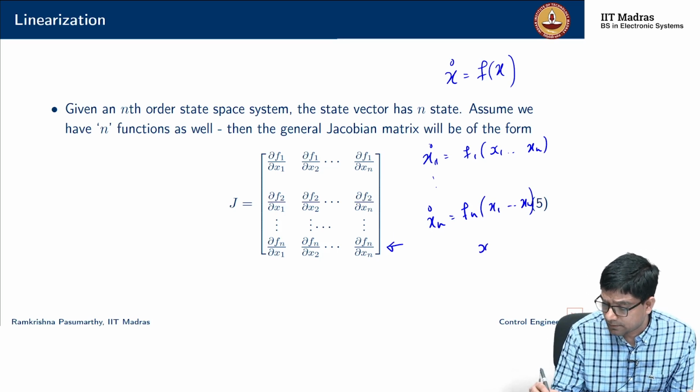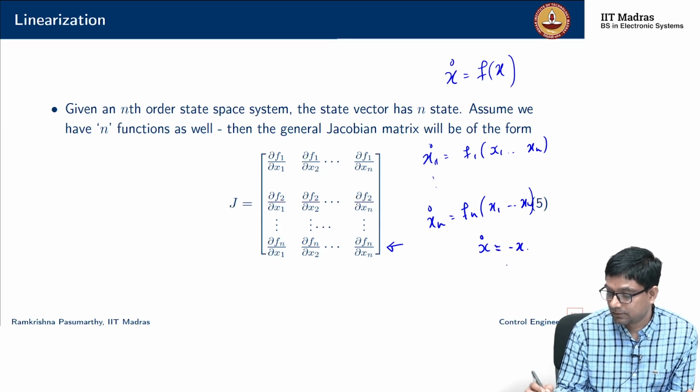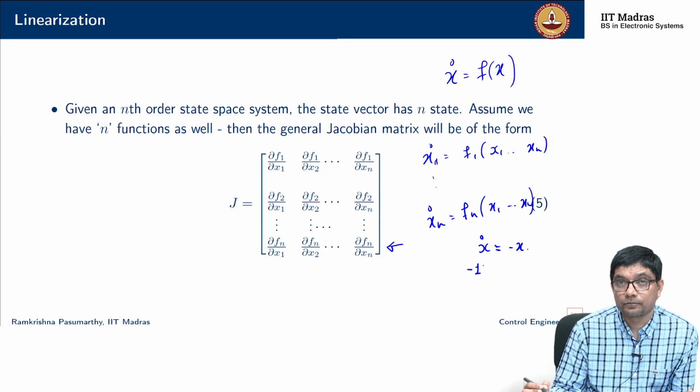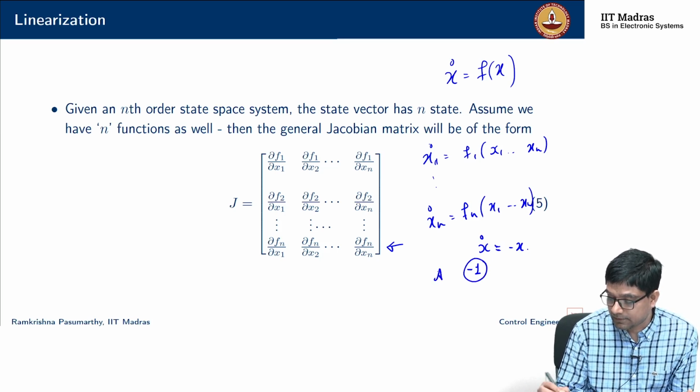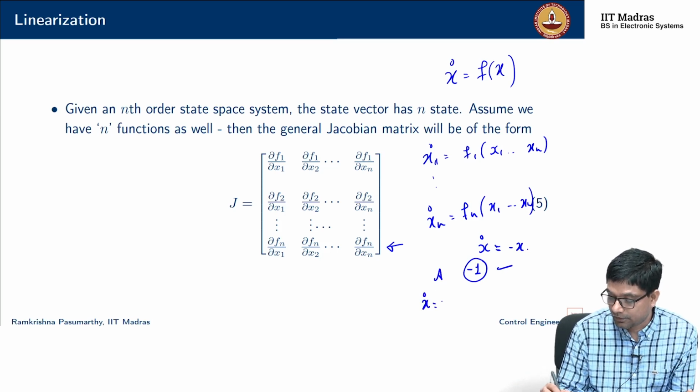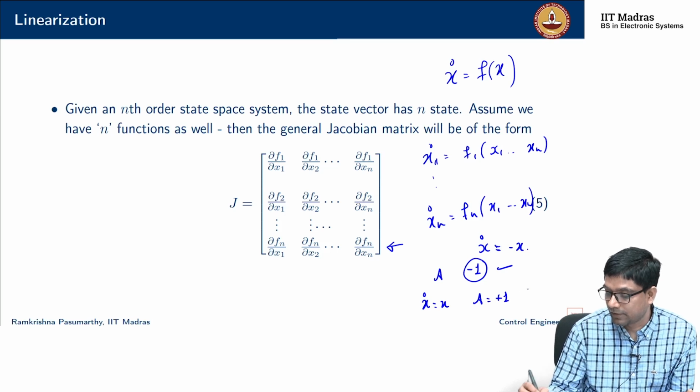I can also now look at the simple example that we had, x dot equal to minus x. The Jacobian of this is minus 1. This is my A matrix, the eigenvalue is minus 1, so the system is stable. For x dot equal to x, the Jacobian or A will become plus 1, the eigenvalue is plus 1, so therefore it is unstable.